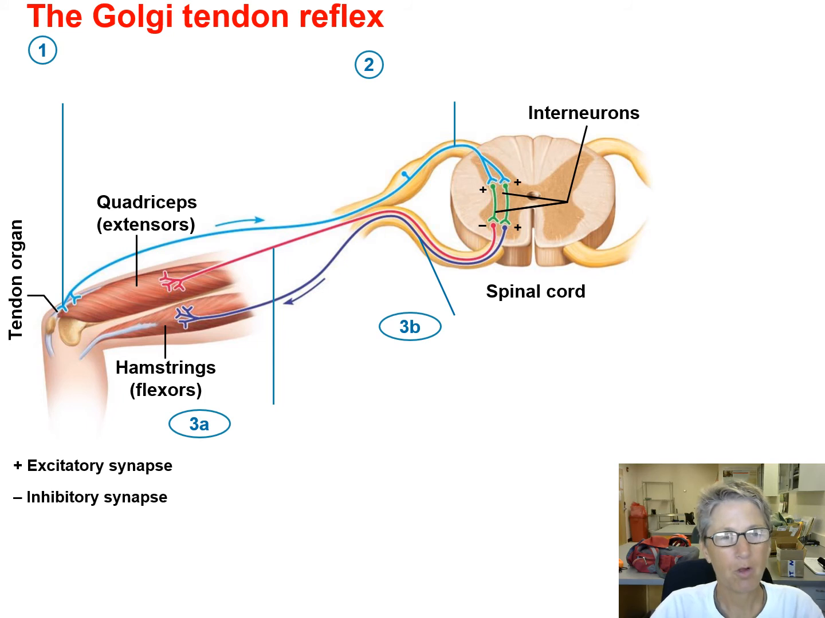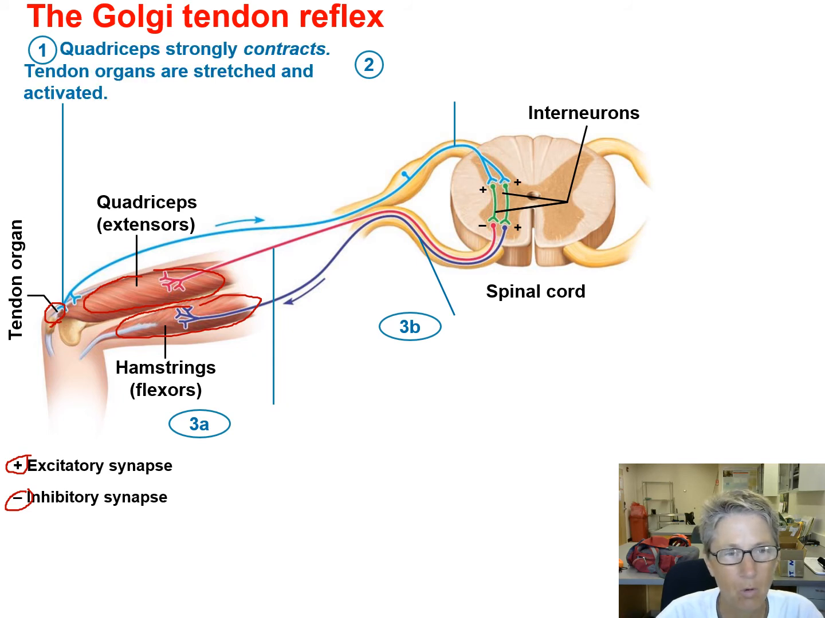All right, so this is a cartoon of the Golgi tendon reflex. So here is the tendon. Here, positive means it's an excitatory synapse, negative means it's an inhibitory synapse. Here's the quadriceps muscle, and then here's the hamstrings, and then here's the path.